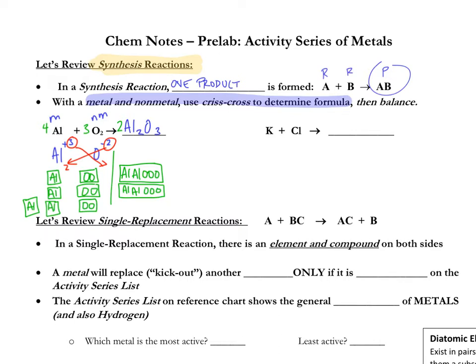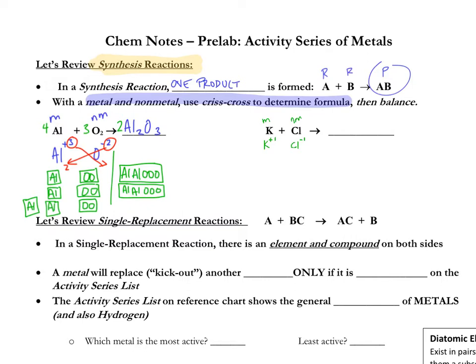All right, so let's look at potassium and chlorine. Potassium is a metal. Chlorine is a non-metal, so this is an ionic bond that's going to form. It's going to form one product. So potassium is in group 1, it's got a +1 charge. Chlorine is in group 17, so it's got a -1 charge.